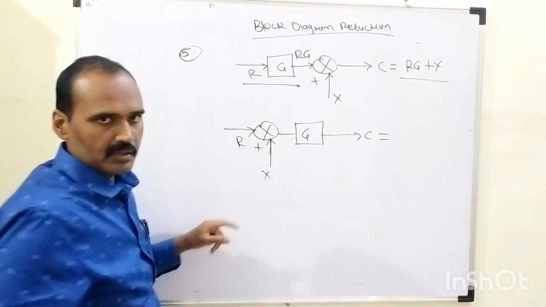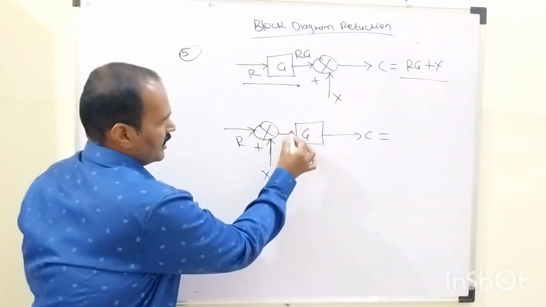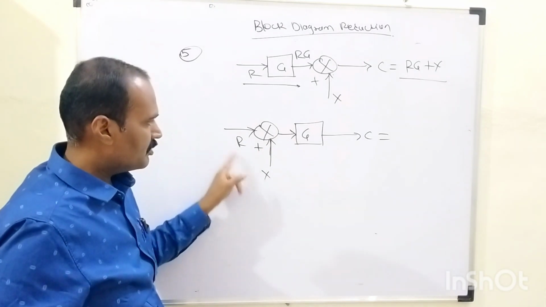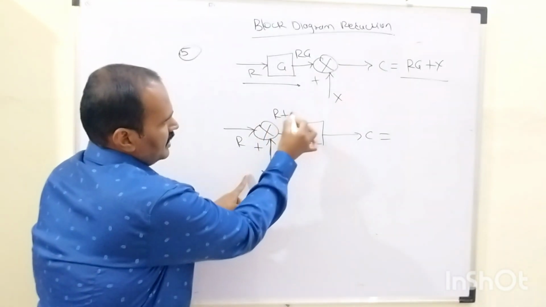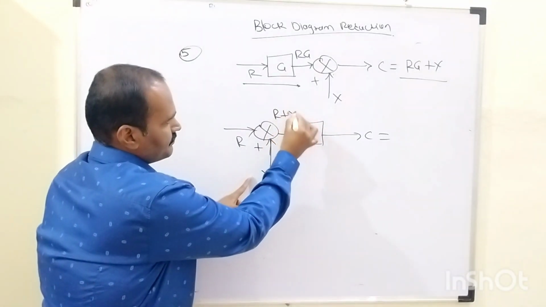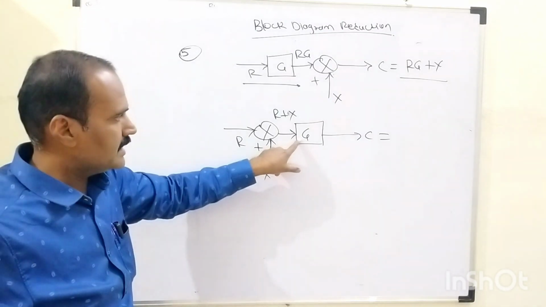This input and the lower terminal potential is nothing but X. So at this particular point, what kind of input is being given to this block whose gain is nothing but capital G? Up to this point, the signal level is R plus X, which is being given to this block whose gain is capital G, right?